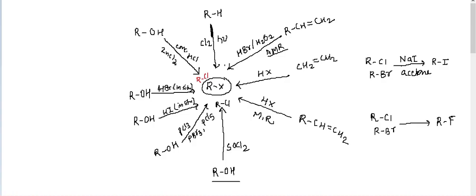Similarly, if you have RCl and RBr, and you want to convert them to RF, specifically fluorides, then heat these alkyl chlorides and bromides with Cu2F2, SbF5 like reagent, antimony pentafluoride, or Ag2F2. These reagents will convert chlorides and bromides to fluorides. This method is called the Swarts method, and the earlier method is called the Finkelstein method.